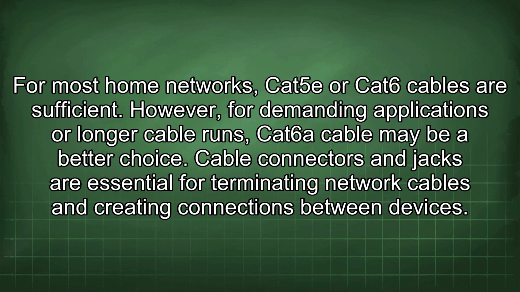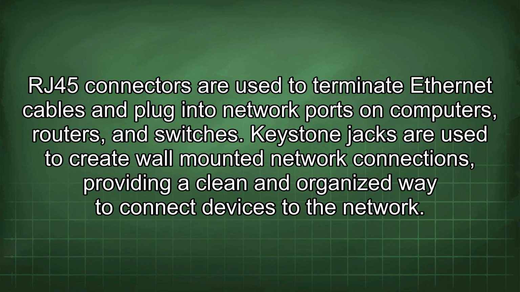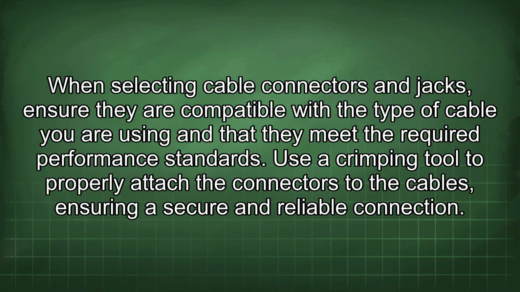Cable connectors and jacks are essential for terminating network cables and creating connections between devices. RJ45 connectors are used to terminate Ethernet cables and plug into network ports on computers, routers, and switches. Keystone jacks are used to create wall-mounted network connections, providing a clean and organized way to connect devices to the network. When selecting cable connectors and jacks, ensure they are compatible with the type of cable you are using and that they meet the required performance standards. Use a crimping tool to properly attach the connectors to the cables, ensuring a secure and reliable connection.